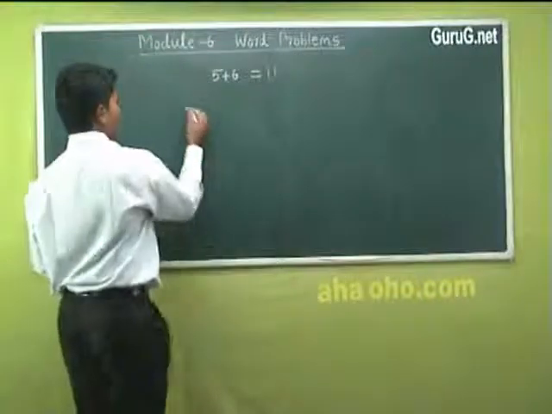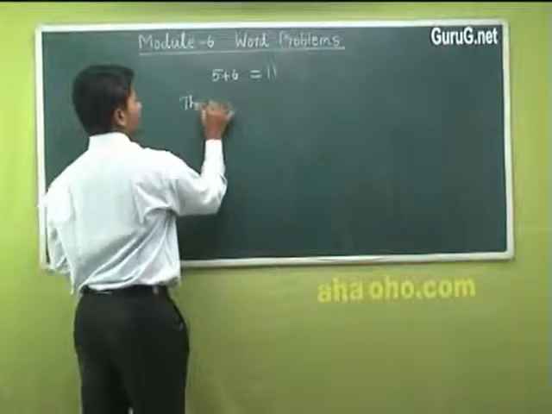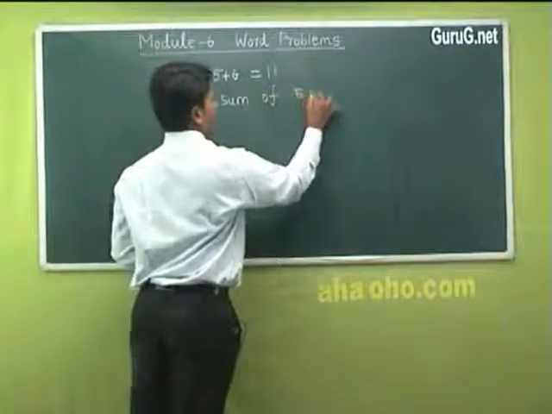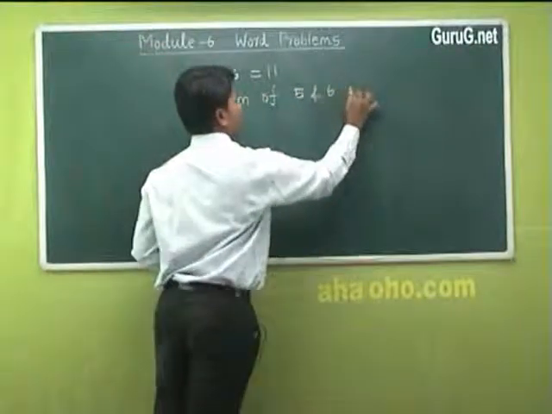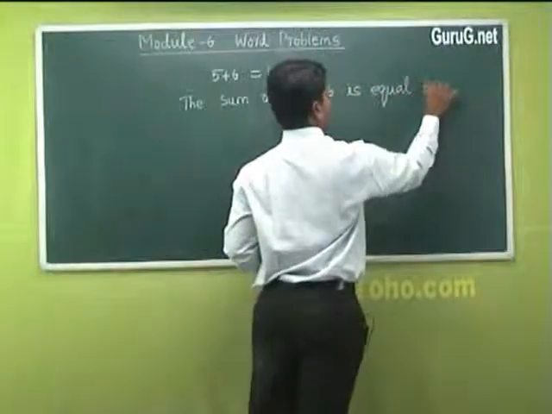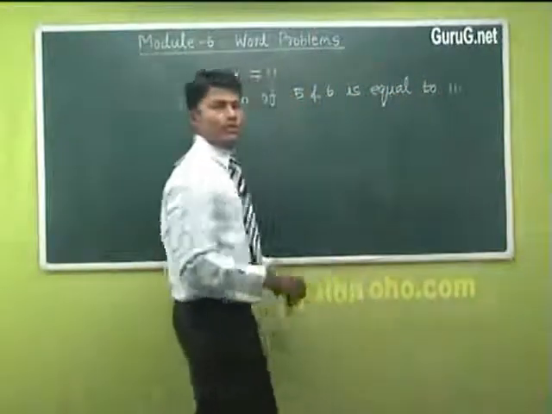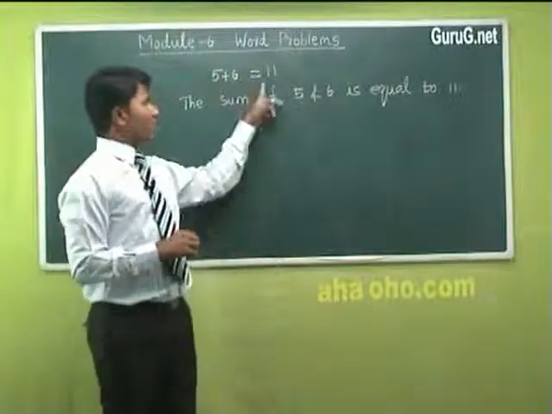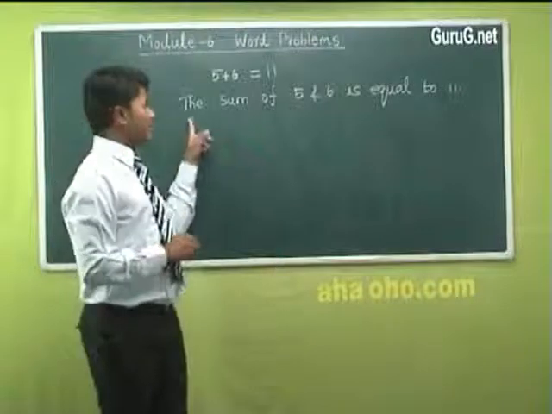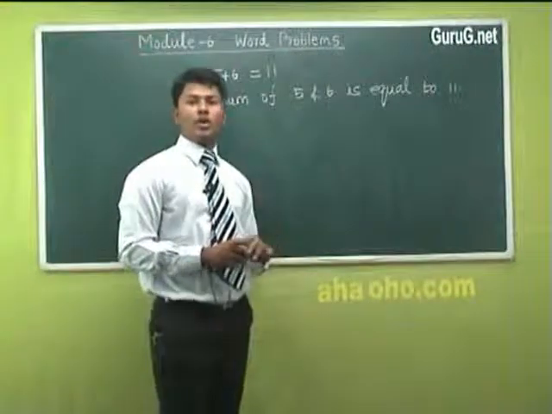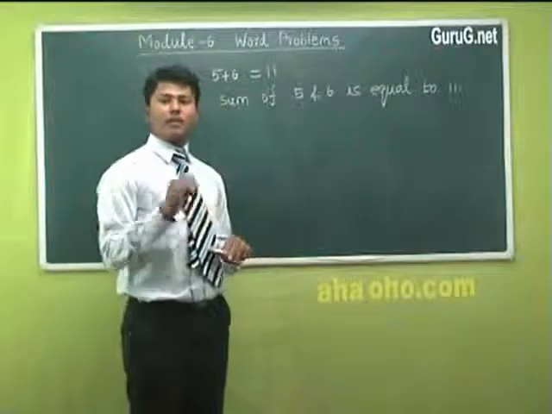The sum of 5 and 6 is equal to 11. So this is a word problem. 5 plus 6 is equal to 11 can be represented as the sum of 5 and 6 is equal to 11. So this is a word problem.